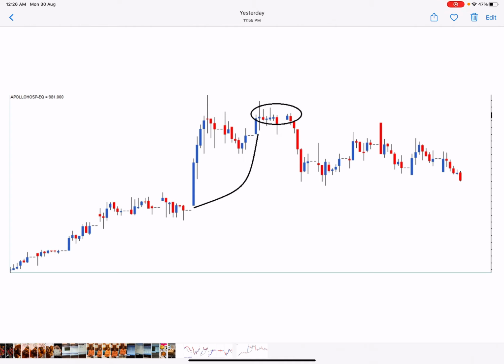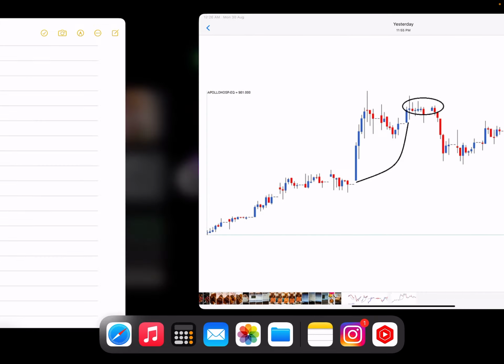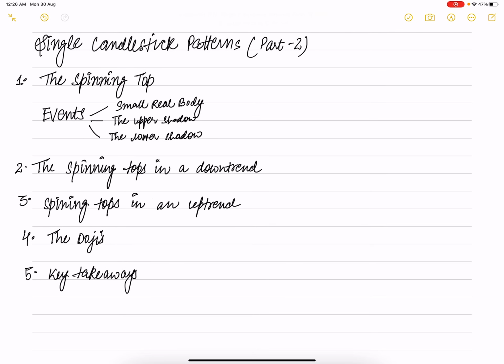Now, coming to the last part of the video, the key takeaways. The first key takeaway is a spinning top has a small real body. The upper and the lower shadow are almost equal in length. The color of the spinning top does not matter. What matters is the fact that open and close price are not close to each other. Spinning tops convey indecision in the market, with both bulls and bears being in equal control.